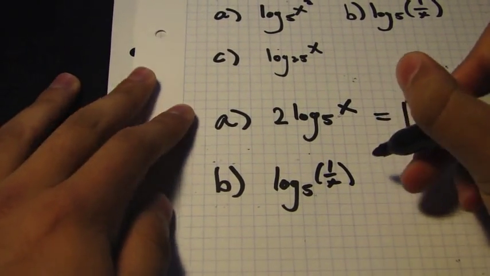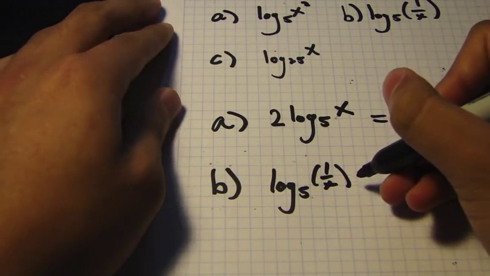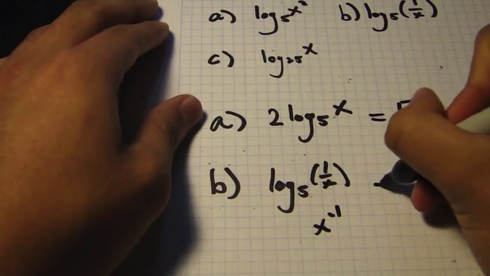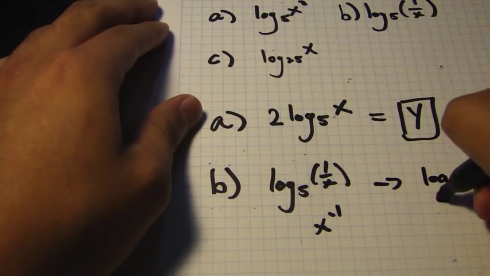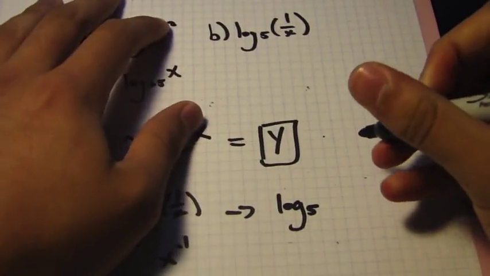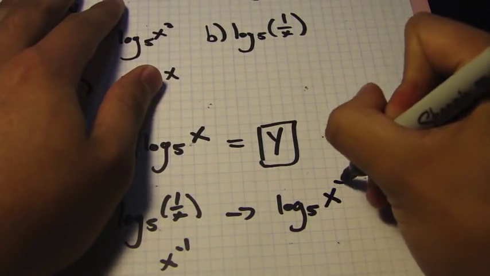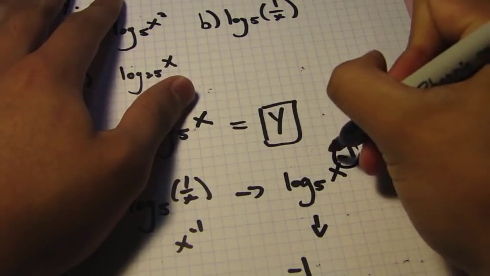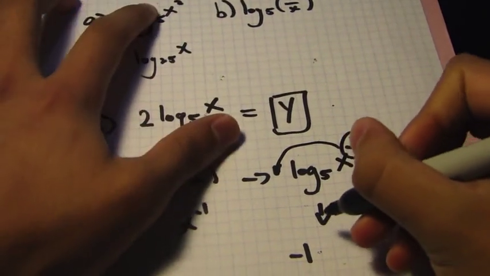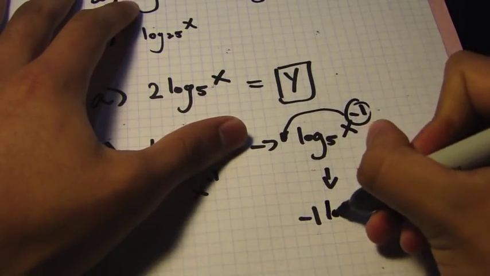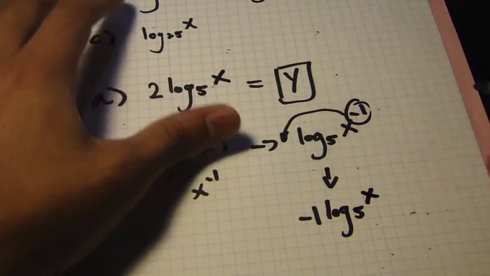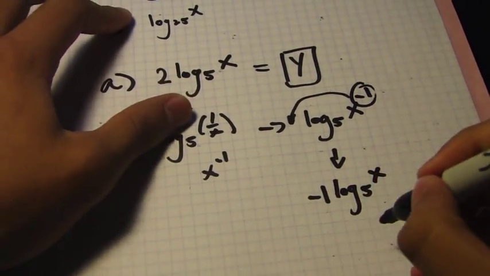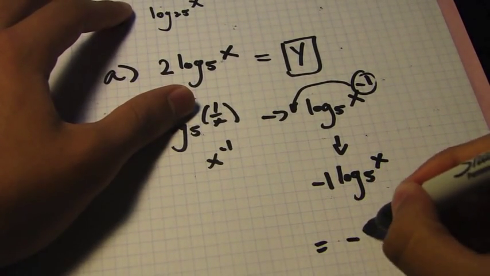For this one, you can just write 1 over x as x to the power of negative 1. That's the same thing. So you do log base 5 x to the power of negative 1. Just write this as negative 1. Again, you bring this down over here. Negative 1 log base 5 x. Yeah, so the answer for this one is negative y.